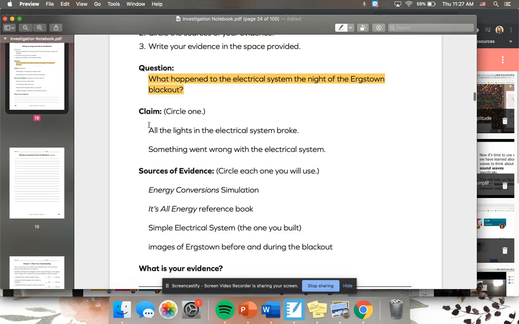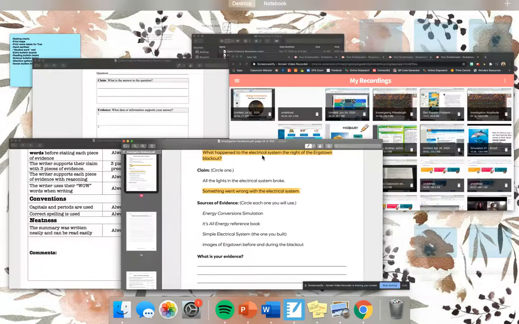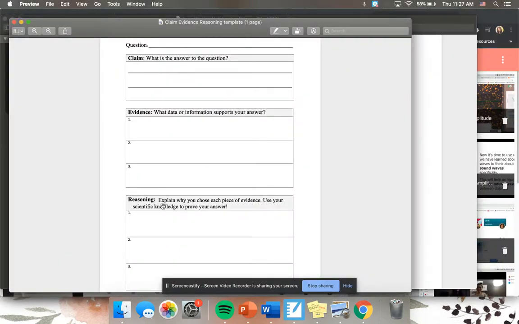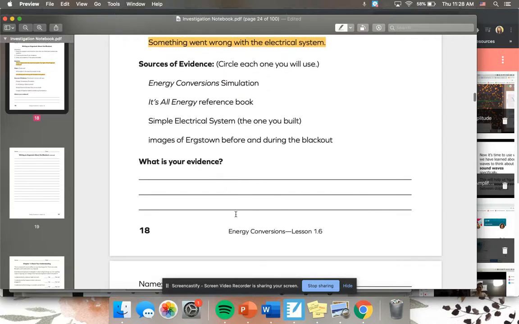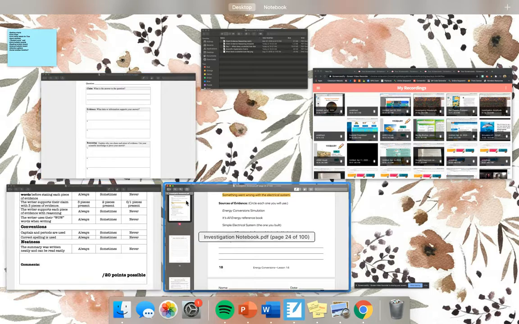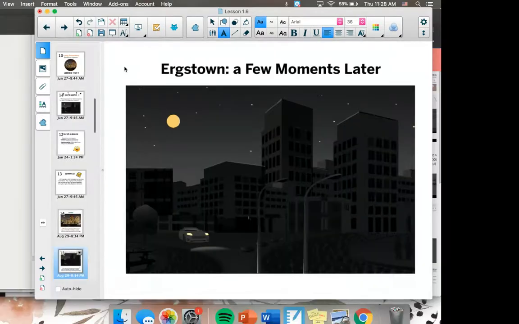You'll notice these two claims. Once students talk about it, they'll decide that this is the best claim: something went wrong with the electrical system. Now I'm going to show you how I use the claim, evidence, and reasoning template to organize their thoughts to answer that question, why they think it was this claim and what their evidence was. So I'm going to go into my notebook presentation here. This is something that I created on my own, before Amplify put out the PowerPoint slides.